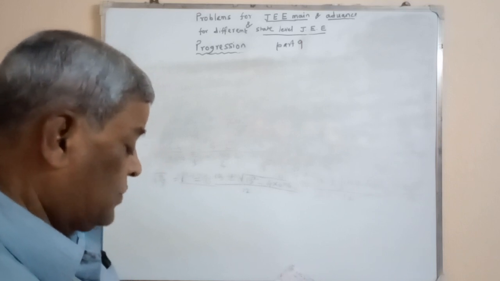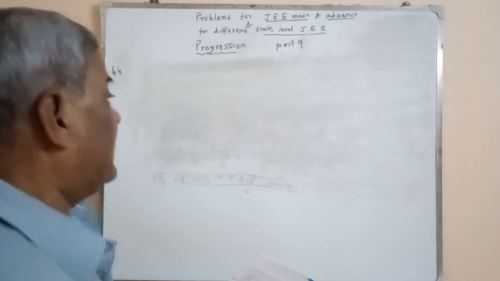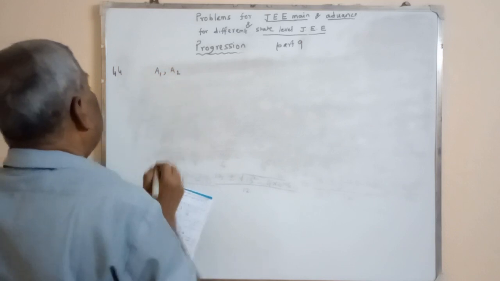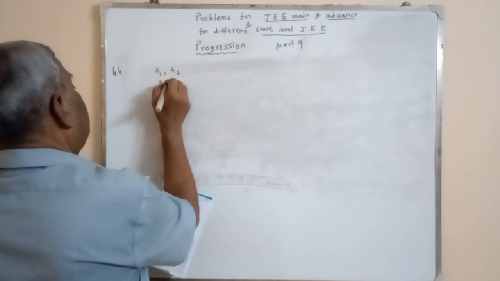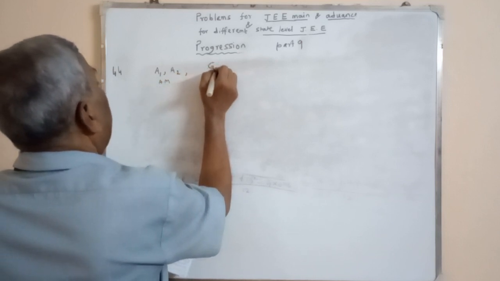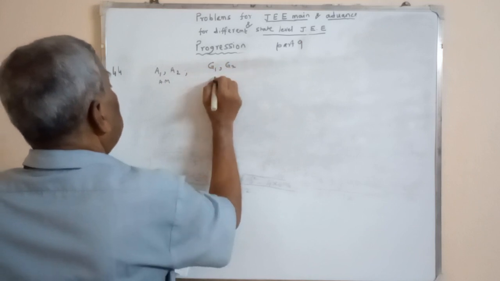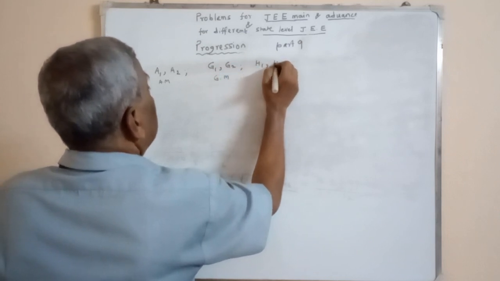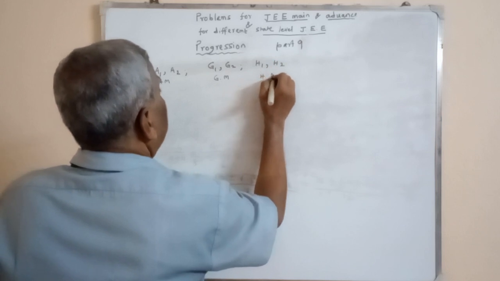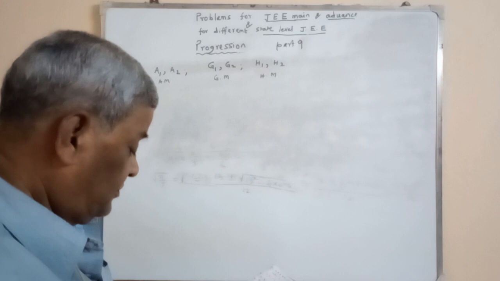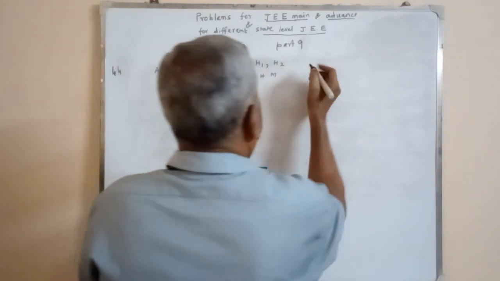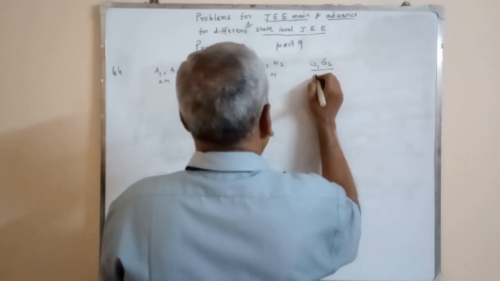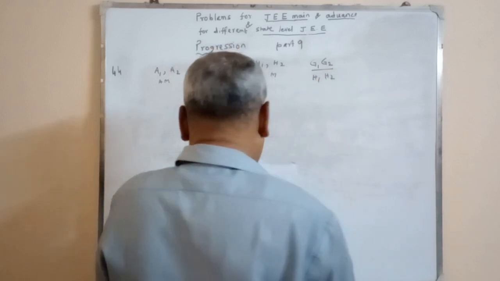The forty-fourth problem is: if between two positive numbers, A1 and A2 are two arithmetic means, G1 and G2 are two geometric means, and H1, H2 are two harmonic means, then the value of G1, G2 by H1, H2 is how much?